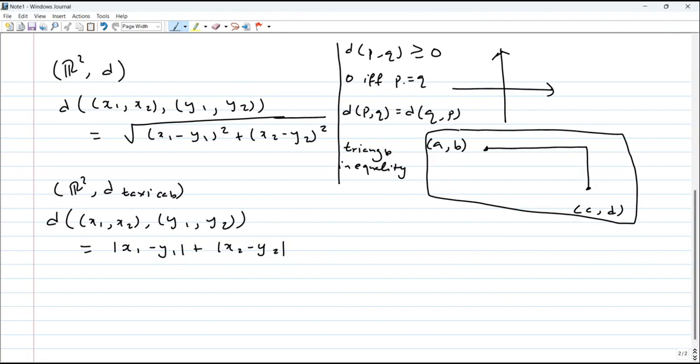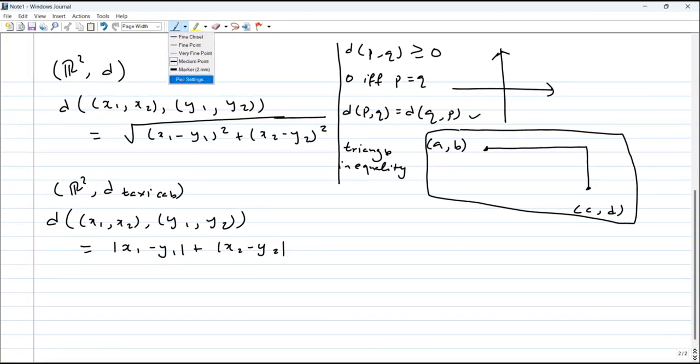And as you can see, we can check them. The symmetry is obvious because if you just swap x1 and y1 and x2 and y2, none of these are changed, so this is fine. The first one, is it always positive? Obviously, we're just adding two absolute values. Of course, it is going to be positive. And the only way to make it 0 is to make each one of these 0. But that's the same thing as setting x1 equals y1 and x2 equals y2. So that's only when the 2 points are the same. Finally, how about the triangle inequality?